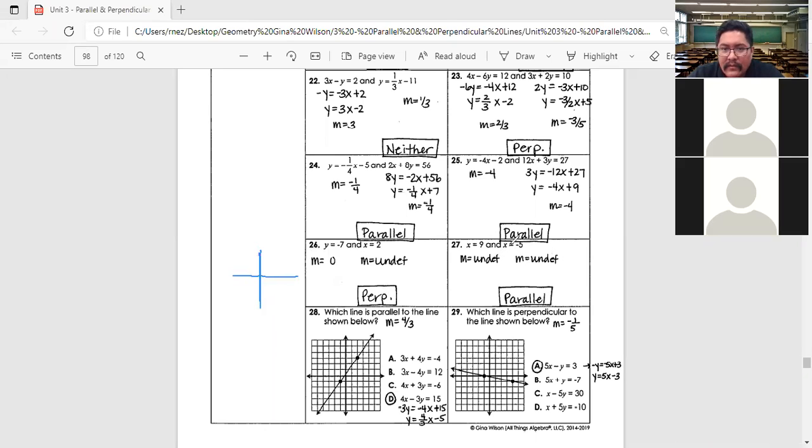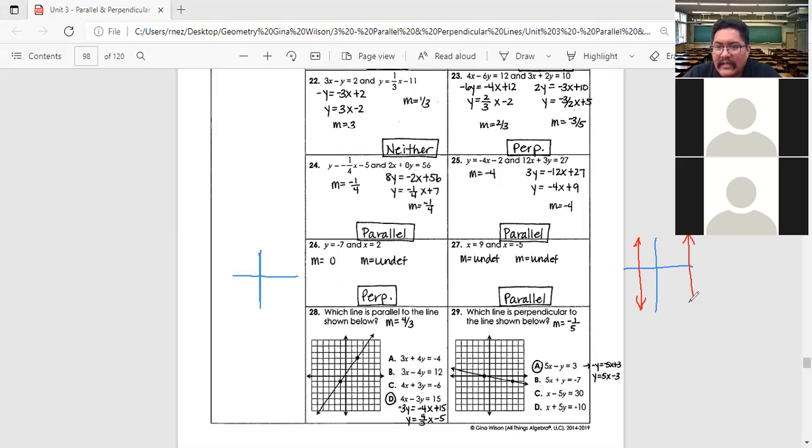Over here, well, they're both x, so x is equal to 9. So if I draw my basic graph like this, and I'm gonna use red to show the lines. So x equals 9, so it's gonna be like way over here. And then x equals -5, that's gonna be like right here. Well, those lines are, you can see that they are parallel.